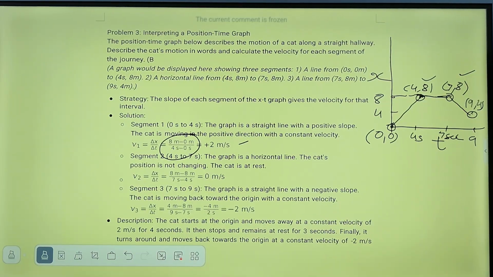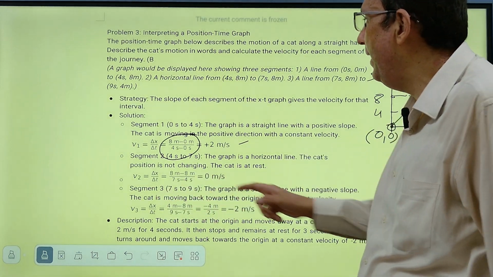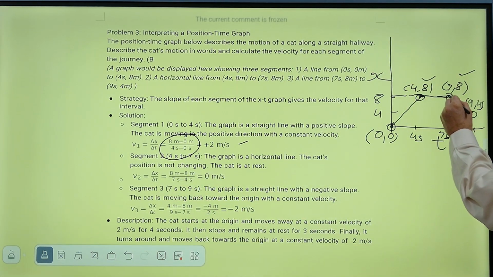So I had reversed the coordinates. The x coordinate or the time coordinate comes first, and the y coordinate or the position coordinate comes later on. So it is 9, 4 here now. So let us talk about segment 3, which is this segment.